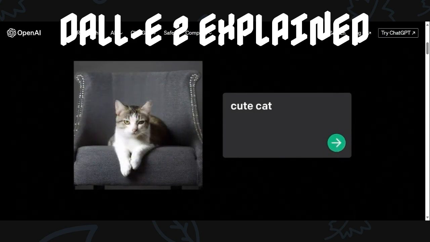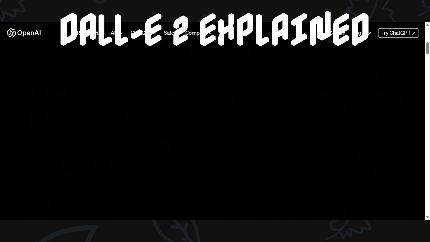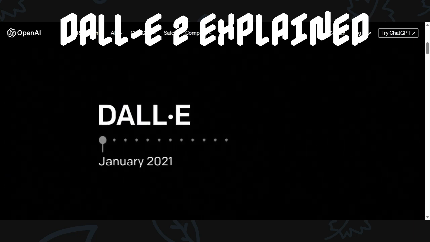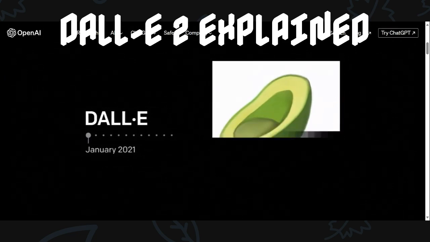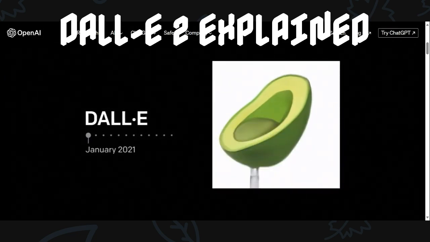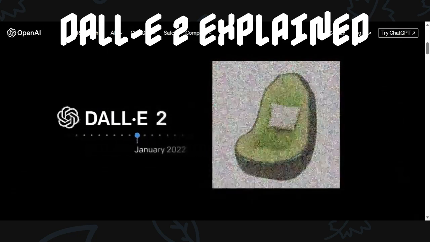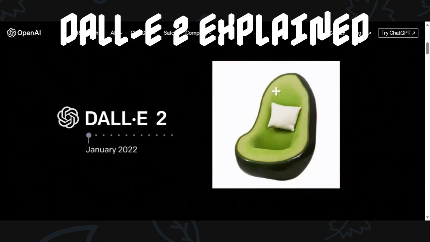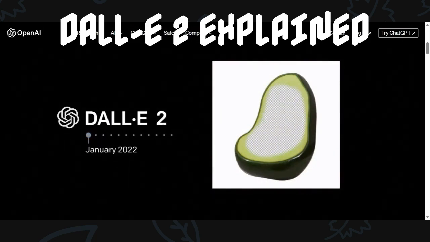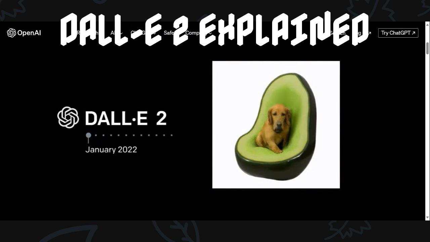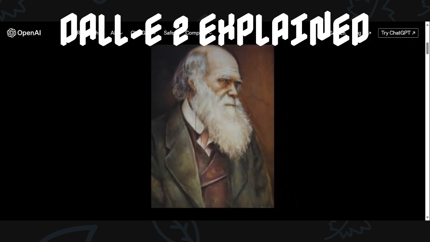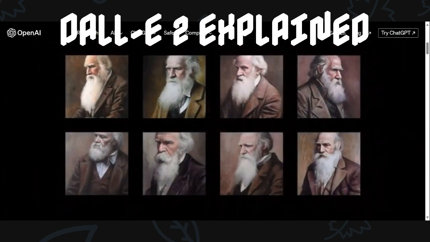It's called inpainting. In January 2021, OpenAI introduced a system that could generate images from text, like this avocado armchair. DALL-E 2 takes the technology even further with higher resolution, greater comprehension, and new capabilities, like inpainting. It can even start with an image as an input and create variations with different angles and styles.